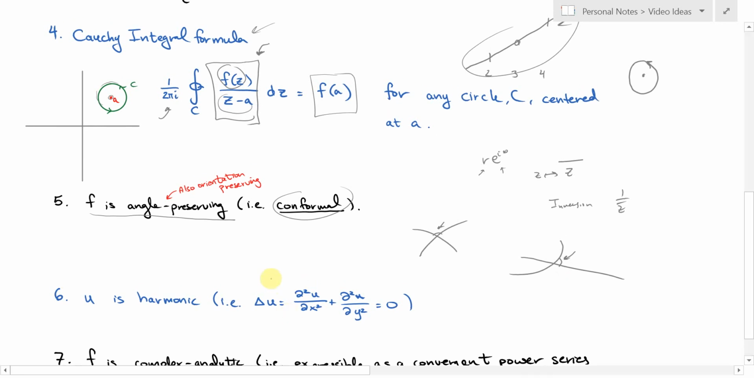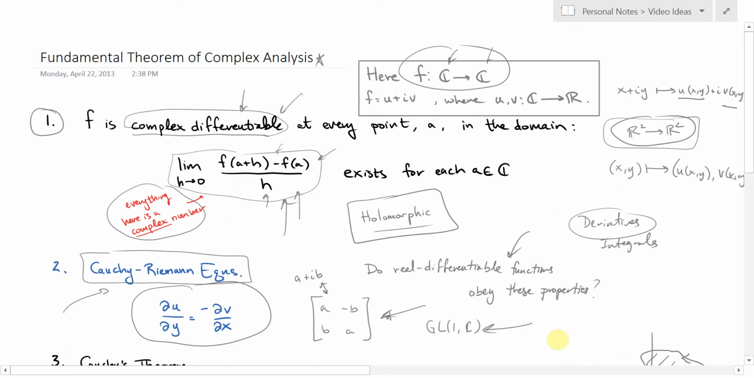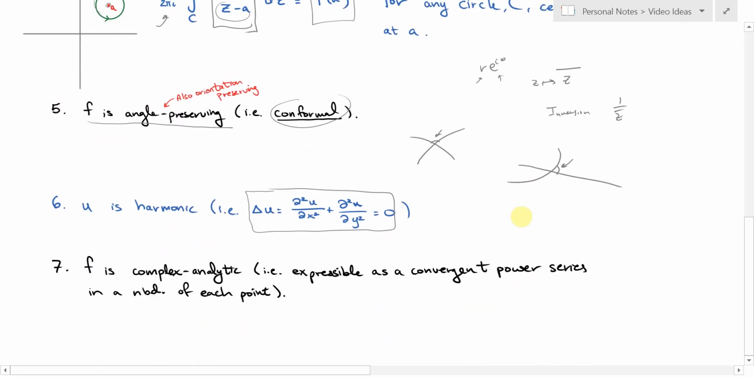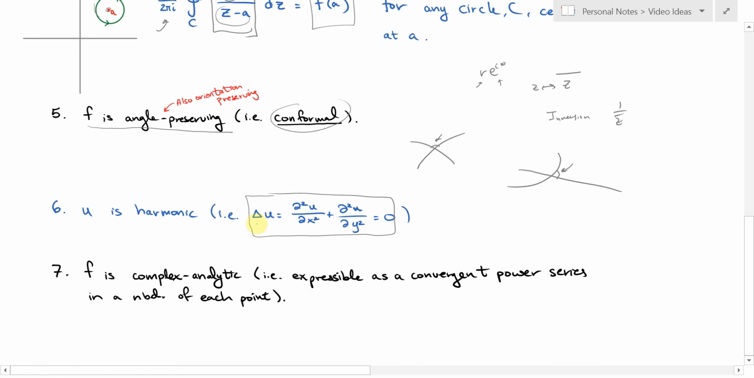Another thing is that U is harmonic. It obeys this nice little kind of partial differential equation. If you take the double derivative of U, what is U, first of all? Remember, U is the real part of this mapping from R2 to R2. It's the first component. And the same thing holds for the second component. There's nothing special about U. But it obeys this nice little Laplace equation.